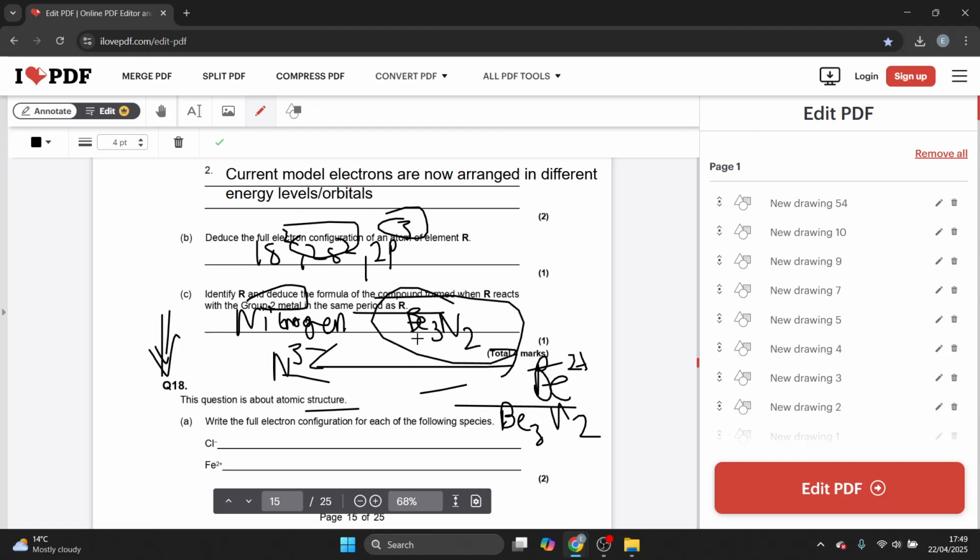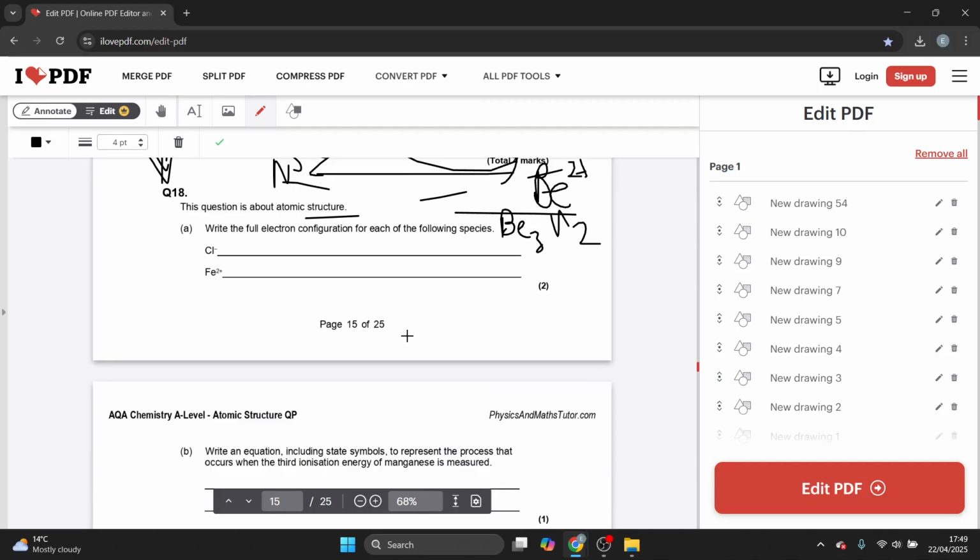Pretty difficult for 1 mark. Write the full electron configuration for each of the following species. Cl-, chlorine, it's got 17 electrons, but with this minus one it's got 18 now. 18 negatively charged electrons: 1s2, 2s2, 2p6, 3s2, 3p6, 4, 10, 12, 18. Perfect.